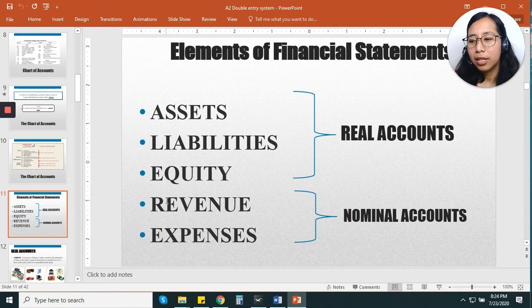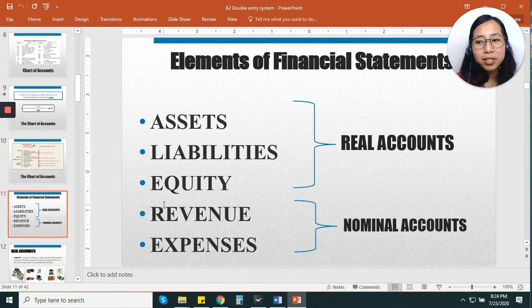These are the elements of the financial statements. Please memorize this one. So meron tayong asset, liabilities, and equity. These are our real accounts. And you have revenue and expenses, nominal accounts. Iisa-isahin po natin yan on our next video.